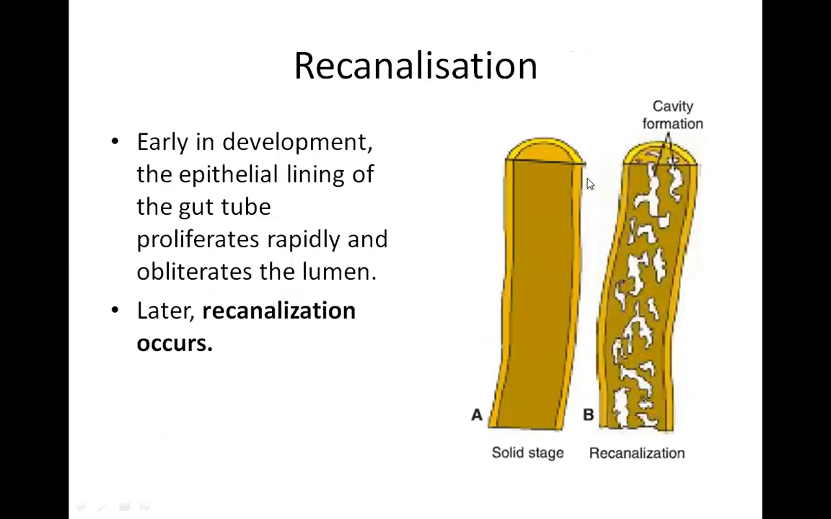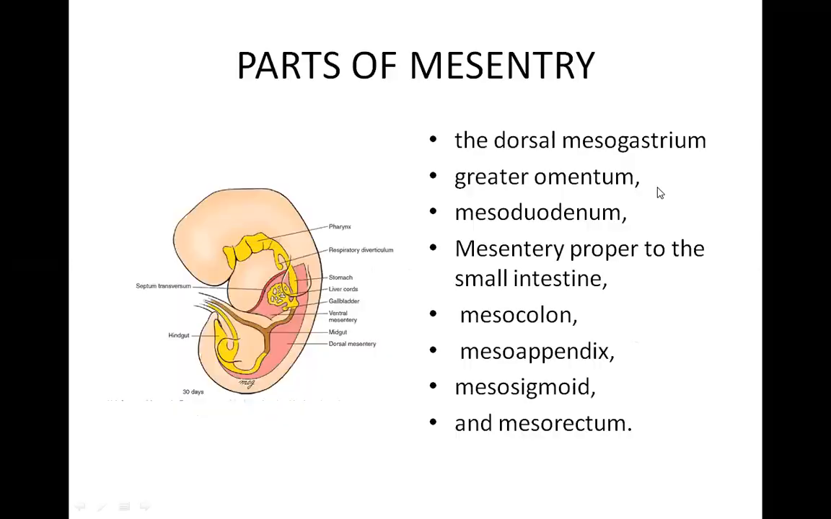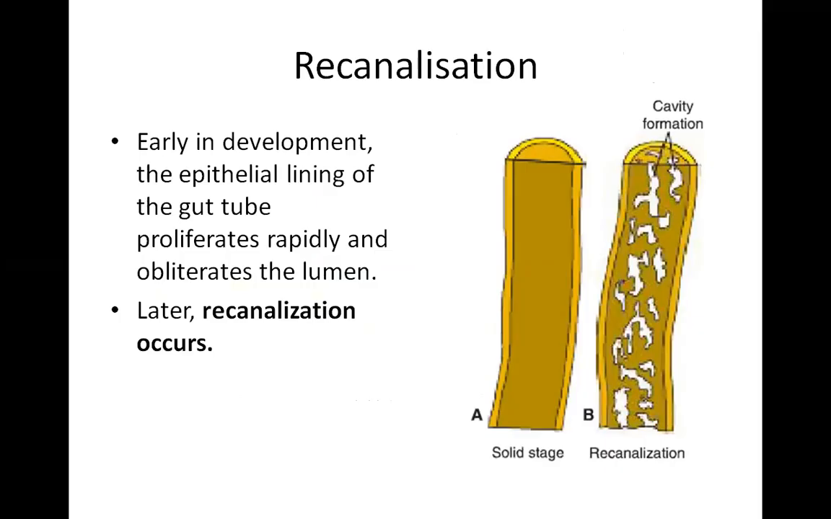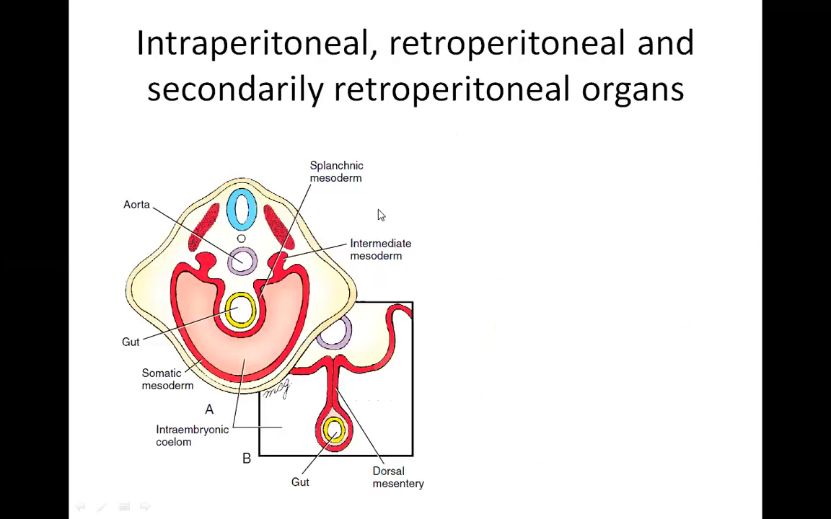Now, there is a certain rule which is followed by the GIT as a whole, that early in the development it is a hollow tube. Then the epithelial proliferation is there, which obliterates the lumen and converts it into a solid stage. And then finally, clefts are formed, and these clefts, they will unite and they will lead to recanalization of this solid tube. Now, there are certain structures which are intraperitoneal, retroperitoneal, and secondarily retroperitoneal organs.